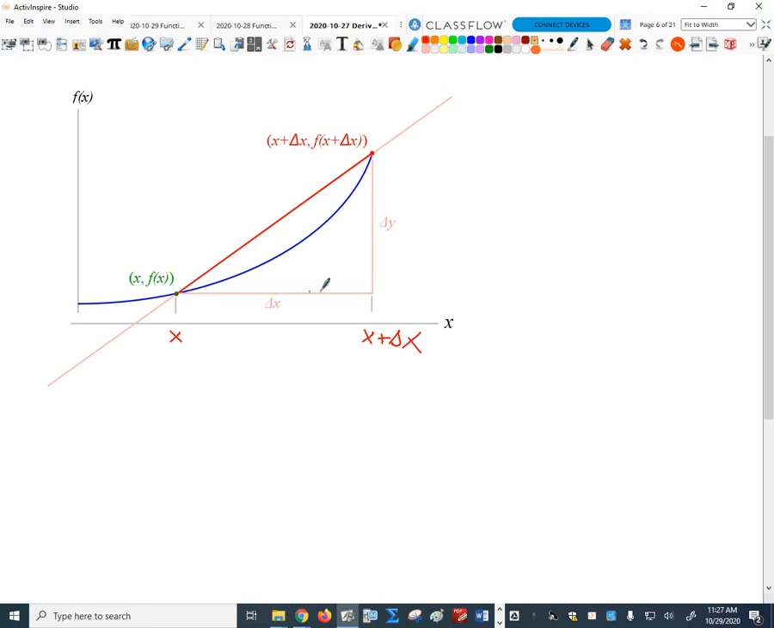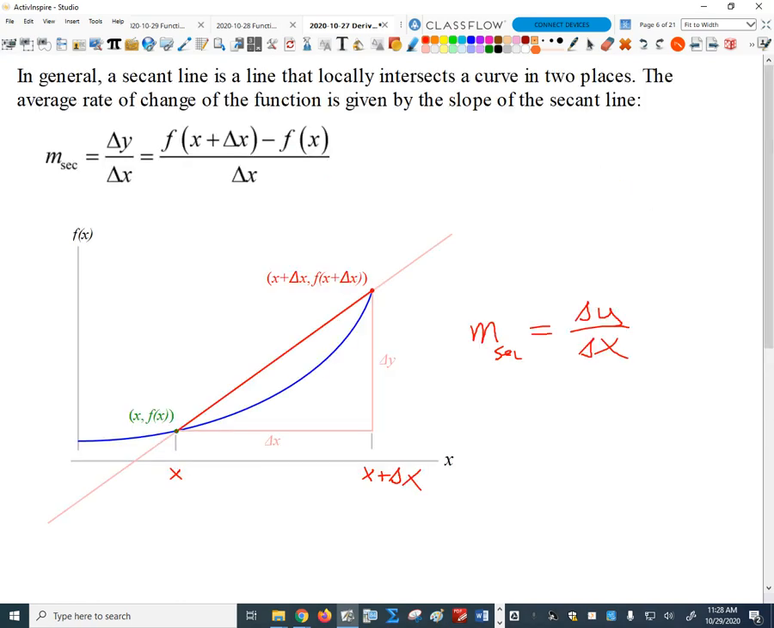The change in x, we already called delta x. So we can see then that the slope of the secant line is just equal to delta y over delta x. Well, delta y over delta x, that's just going to be this y value, which is f of x plus delta x, minus this y value, which is f of x, divided by delta x. That's what we call the difference quotient, and that's how we define the slope of a secant line.